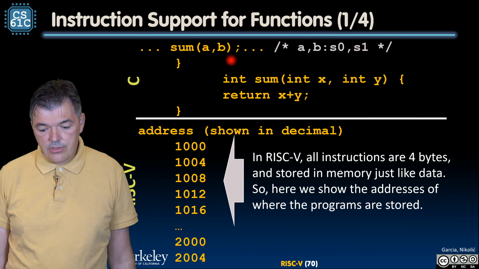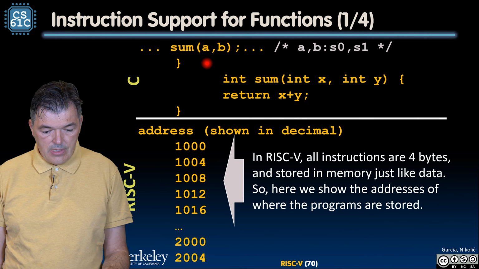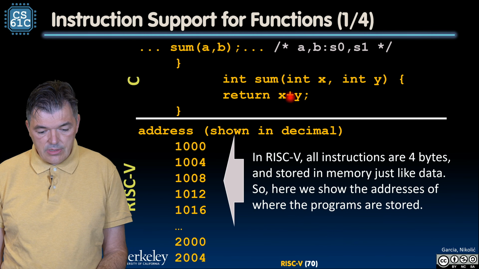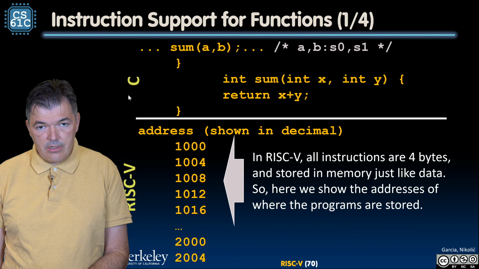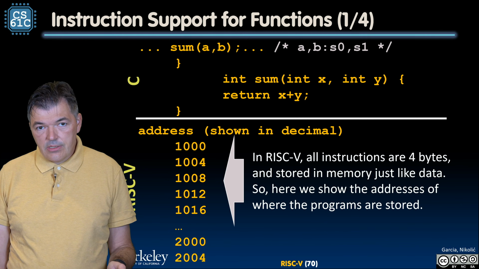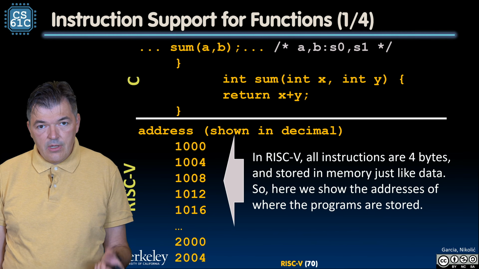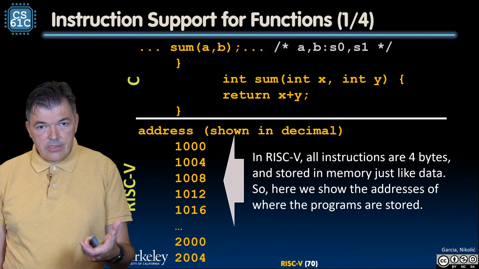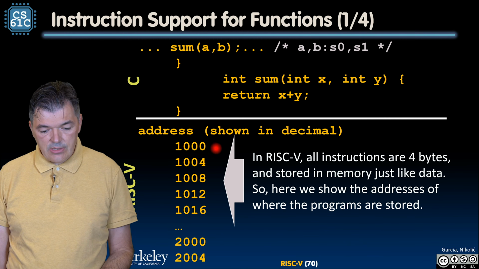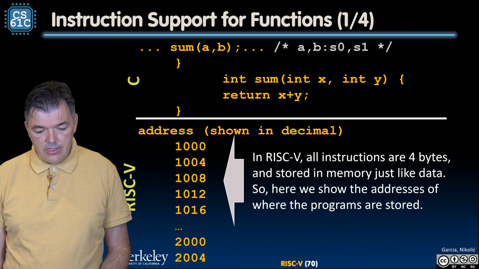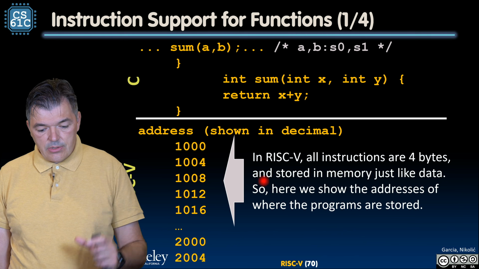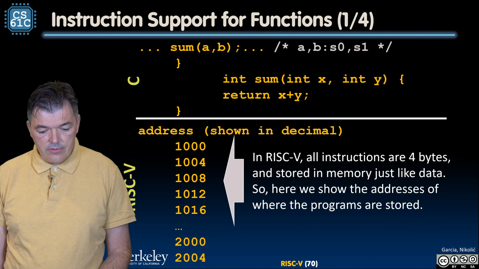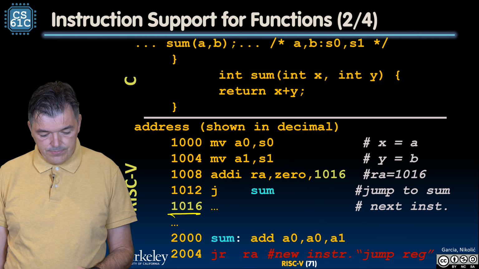So we have a simple function up here in C. It is a sum of two numbers, and when we call that function, it will take the values of the arguments x and y, and return the sum. Like everything else in RISC-V, instructions are 4 bytes, 32 bits, and each one of them has its own address. Addresses are shown here in decimal values: 1000, 1004, 8, 12, 16. That's where the main program will be stored, and the function may be at a different address, 2000, 2004.